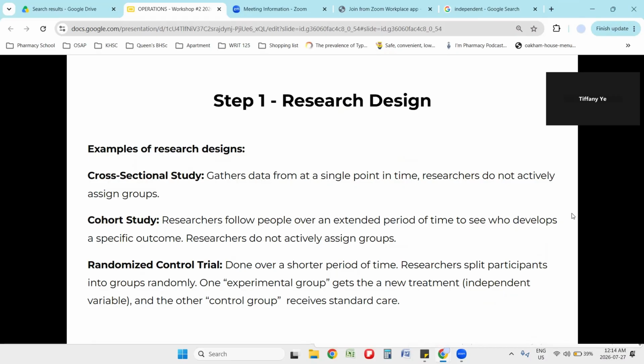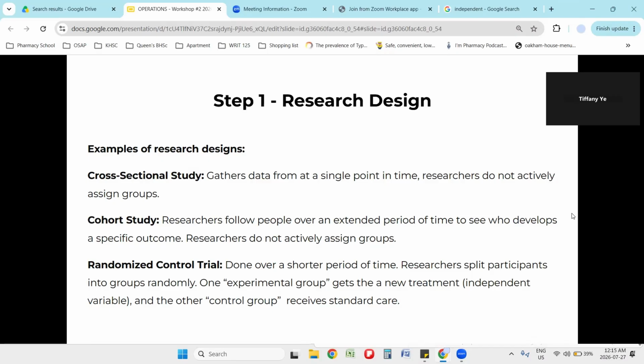Essentially, a research design is how you plan to set up your entire study, and these three examples are some common ways to do that. A cross-sectional study is when you gather data from a single point in time and the researchers do not actively assign groups. A cohort study is when researchers follow people over an extended period of time to see who develops a specific outcome, and researchers do not actively assign groups.